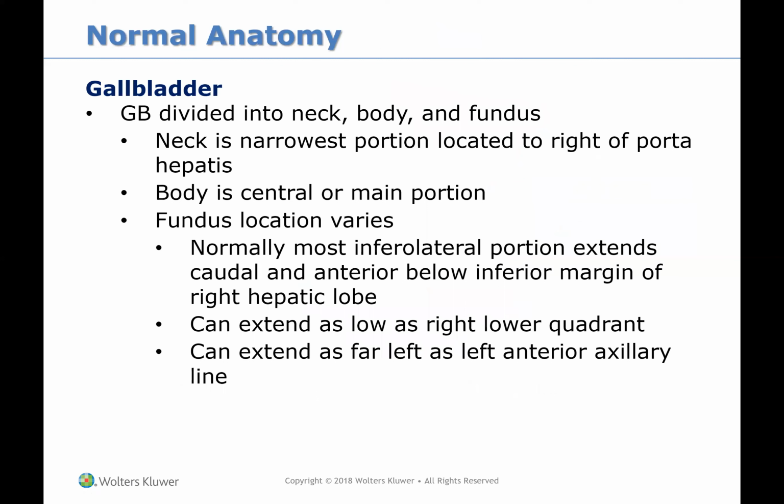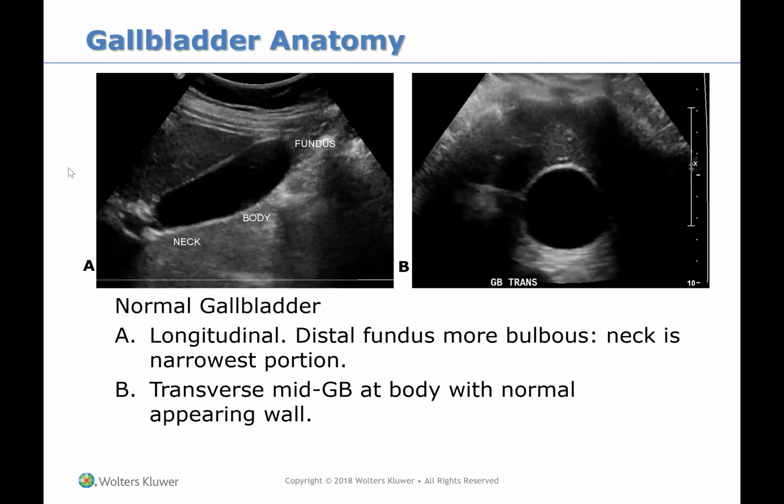The gallbladder is divided into the neck, body, and fundus. The neck is the narrowest portion, located to the right of the porta hepatis. The body is the central or main portion, and the fundus location varies. Everybody's a little bit different, but it can extend pretty low into the right lower quadrant. Here's a pretty normal looking gallbladder, neck, body, and fundus here, in transverse.